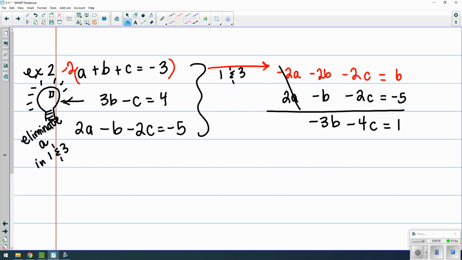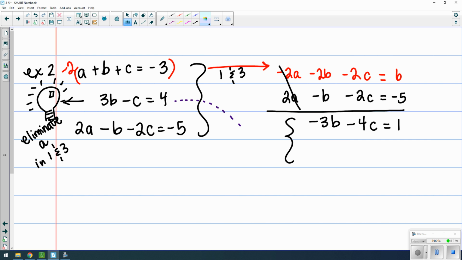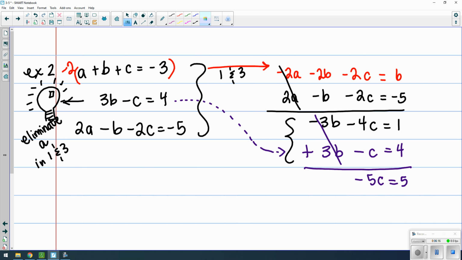Okay, then I'm going to bring back this guy, and this is, remember, 3b minus c is equal to 4. Hallelujah, my b's cancel out. Nice work. -5c is equal to 5. c is equal to -1.